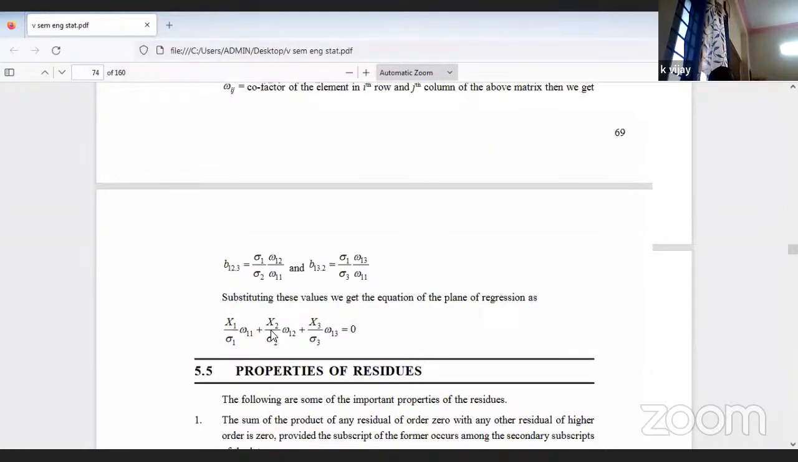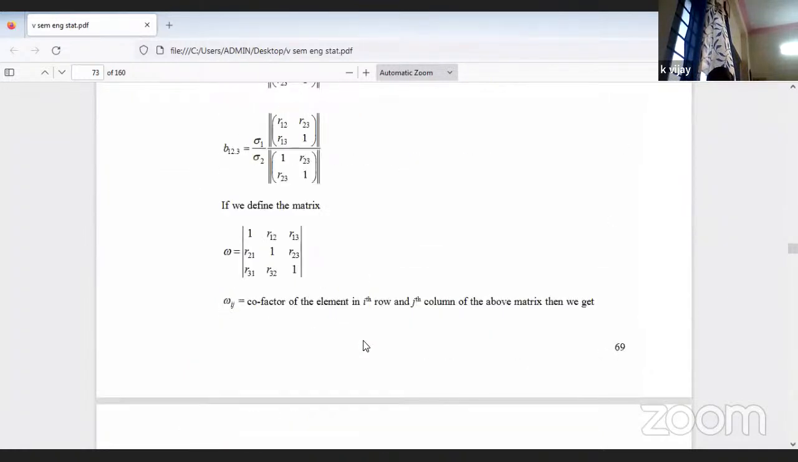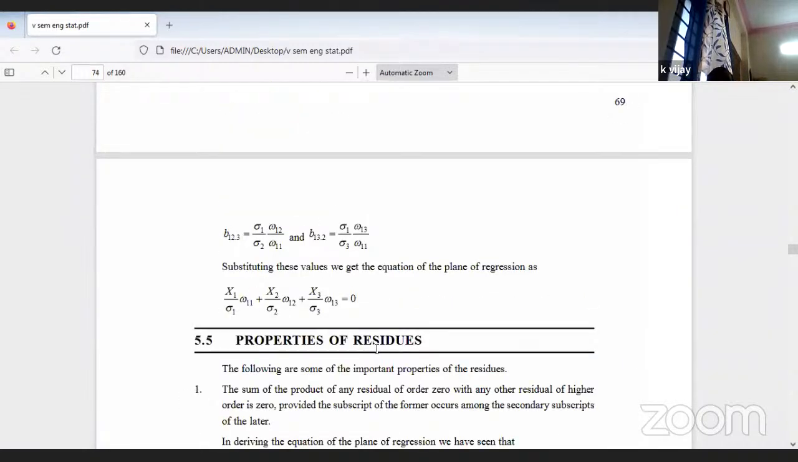The basic formula is: the equation of the plane of regression is x1 by sigma 1 times omega 11, plus x2 by sigma 2 times omega 12, plus x3 by sigma 3 times omega 13 equals zero. We substitute the values of omega 11 and omega 12 here.